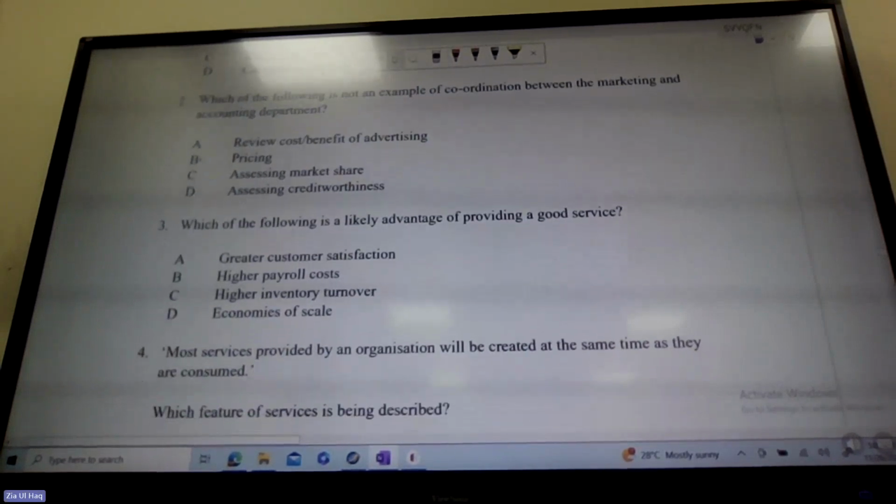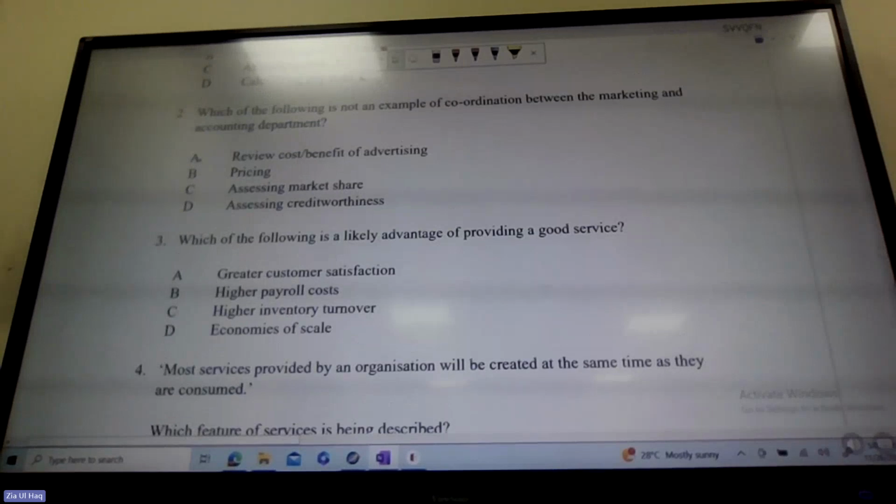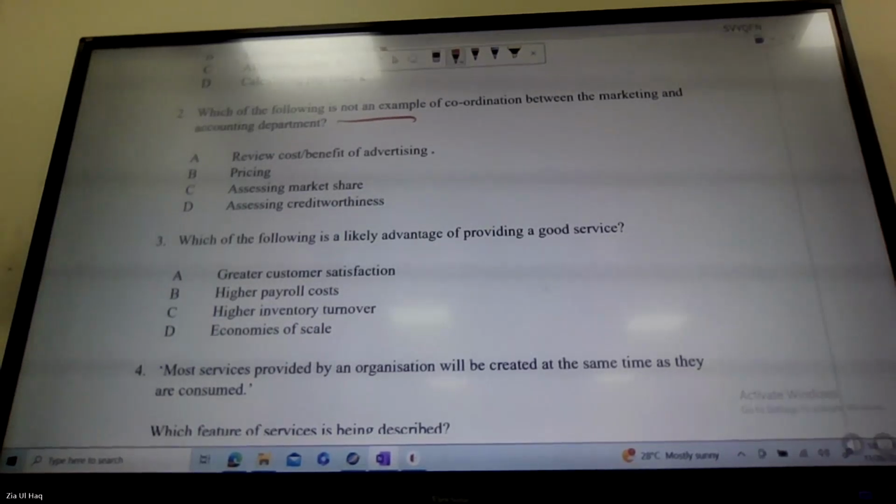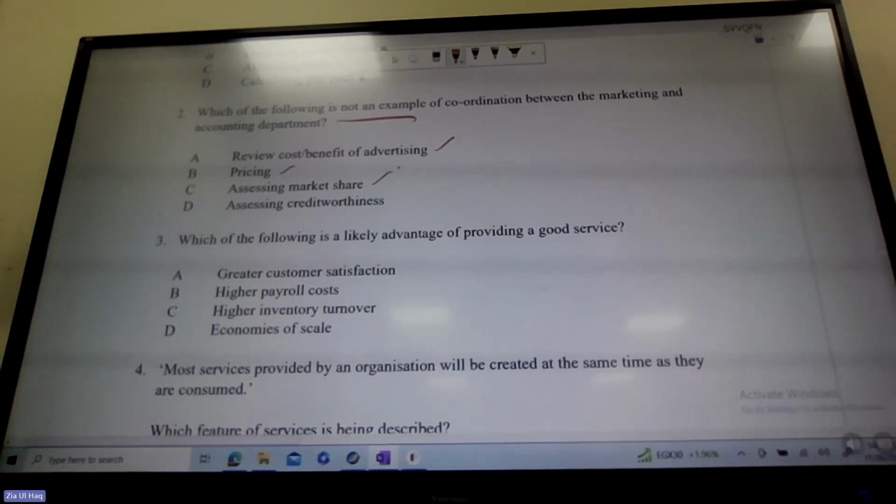Which of the following is not an example of coordination between the marketing and accounting department? Review cost benefit of advertising. Yes. For pricing, yes. Assessing market share, yes. Assessing creditworthiness. No, it's relating to sale, not relating to marketing.